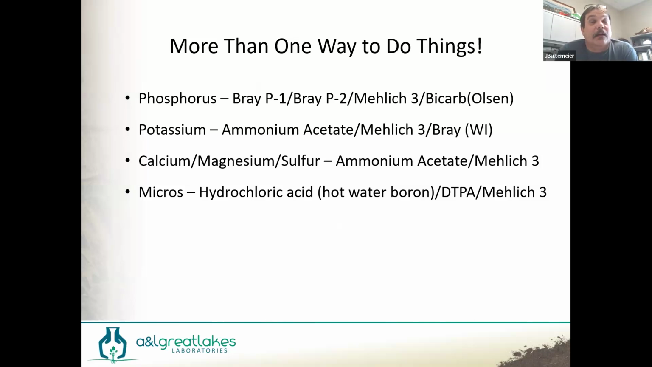But potassium, our NCR method is ammonium acetate extracted. But we can also do Mehlich 3, pardon me. Calcium, magnesium, sulfur, ammonium acetate is a standard NCR method, or we can use Mehlich 3. Micronutrients. The NCR is hydrochloric acid and hot water for boron. DTPA is used some in the West, or Mehlich 3. If you notice Mehlich 3 shows up on all these, that's the reason we use it. It's pretty well standard in the industry and allows us to do everything in one step. That's why we can keep our costs down on soil sampling methodologies and make it more affordable to the marketplace.